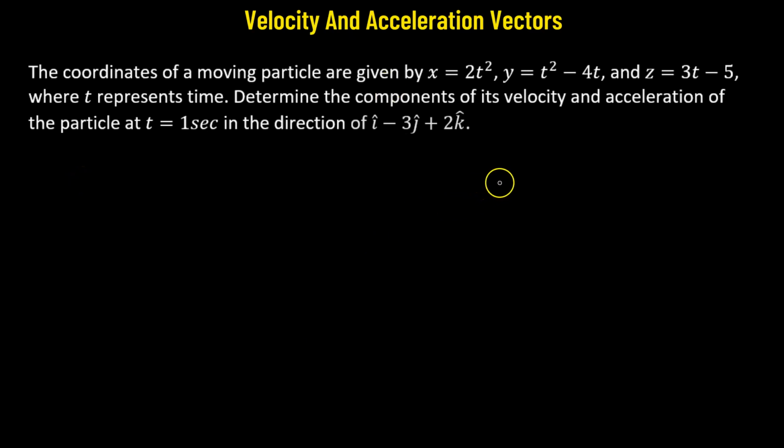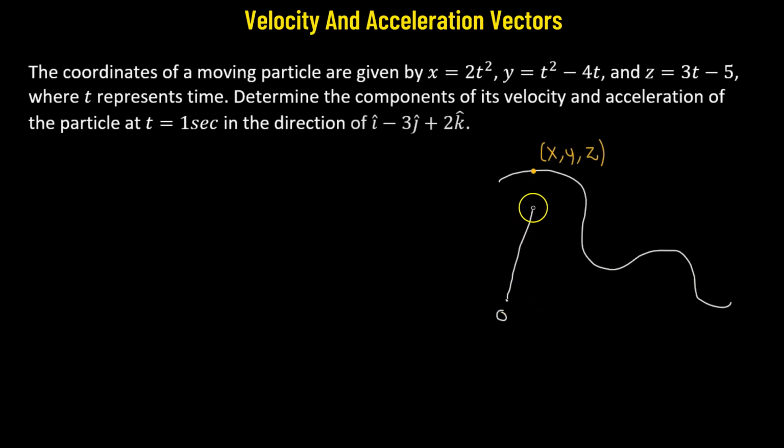So let us suppose that we have a curve in 3 dimensions and a particle which is moving along this curve. Now at any given moment in time, the coordinates of this particle are given by x, y and z. If we consider the position vector of this particular point with respect to an arbitrary origin, then this will be represented by the position vector r, which is a function of time t.